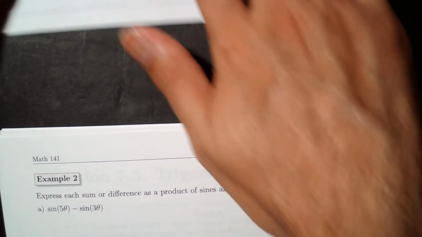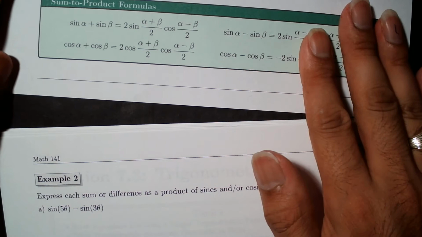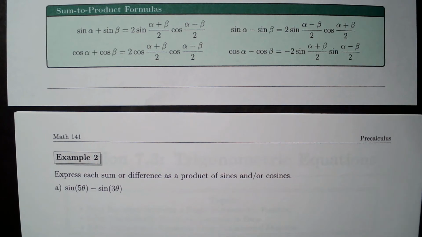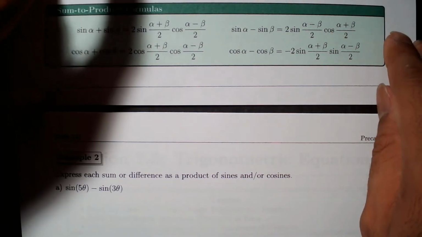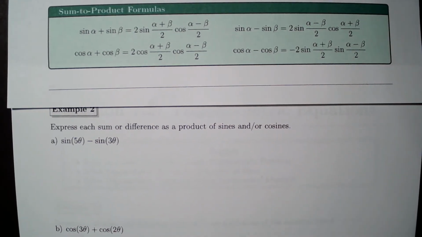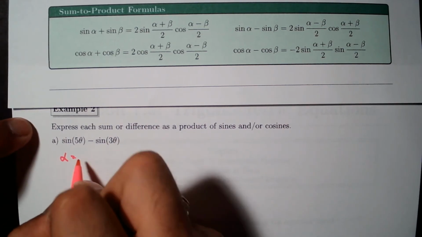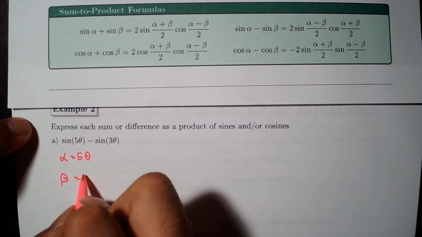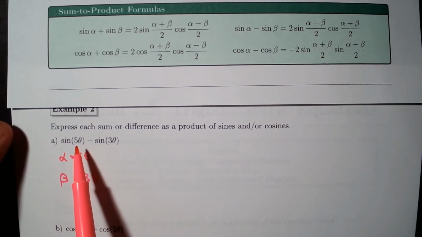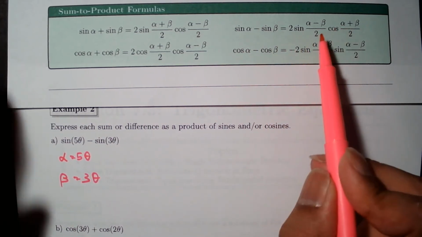I'm going to have the formulas handy, we're going to need them. Let me put the formulas here. Express each sum or difference as a product of sines and/or cosines. We're going to do the reverse this time. We have a difference between 2 sines in which alpha equals 5 theta and beta equals 3 theta. The formula that involves a difference of 2 sines is going to be this one.